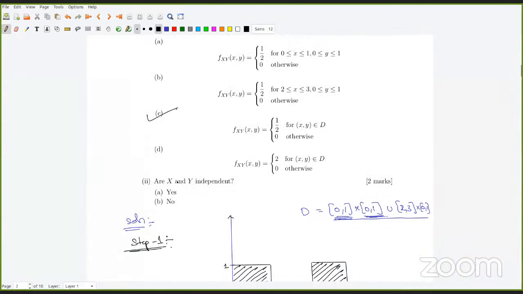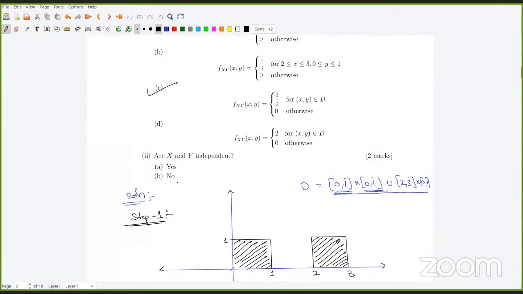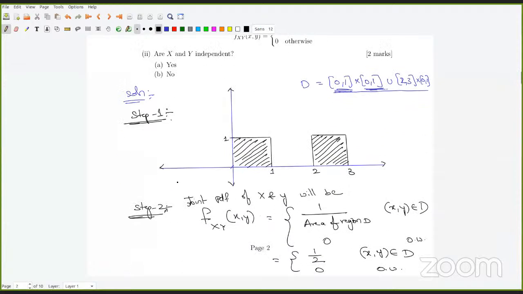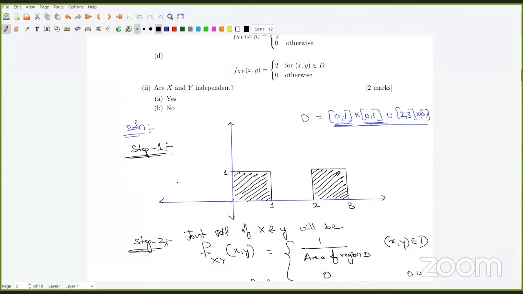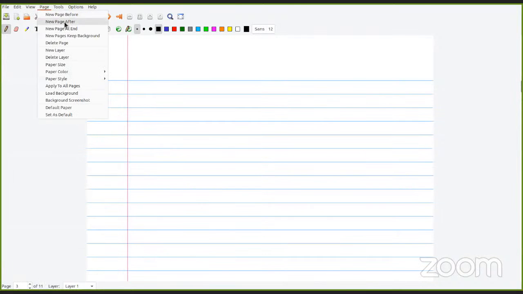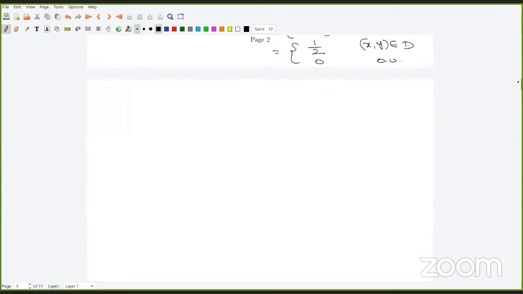The second part is, are X and Y independent? In order to answer this, what is the condition for independence? If you have two random variables X and Y, the marginal density of X times the marginal density of Y should be equal to the joint density of X and Y. So the product of marginals should be equal to the joint. That is the condition.